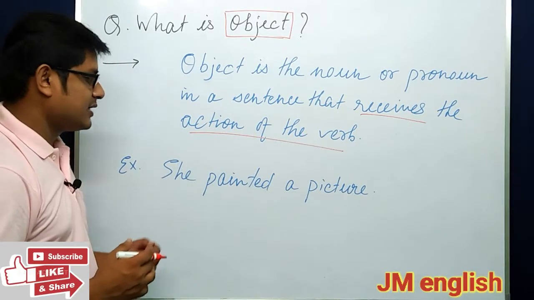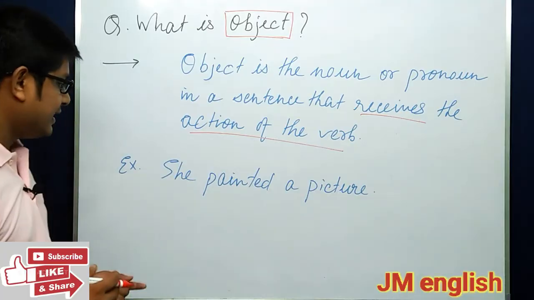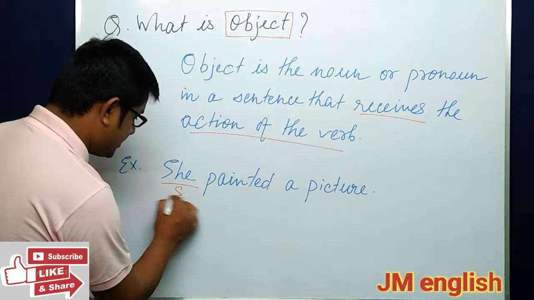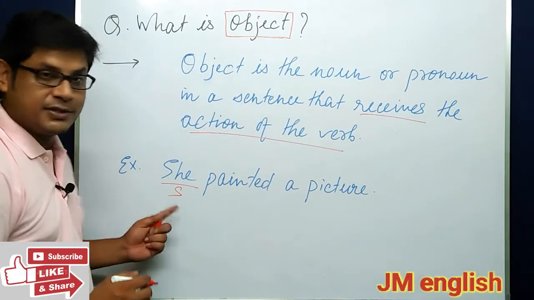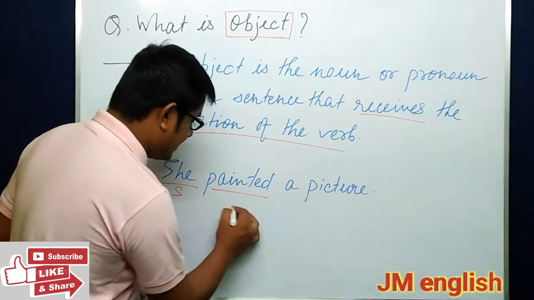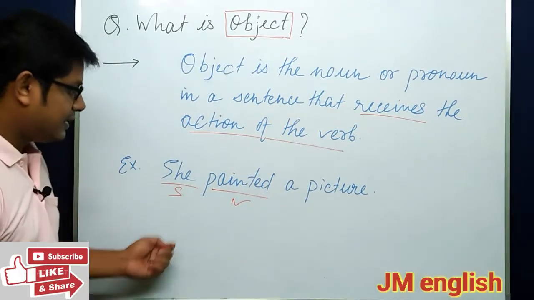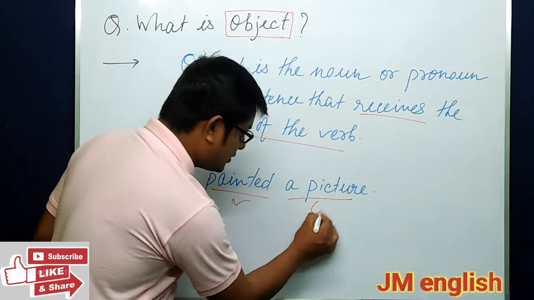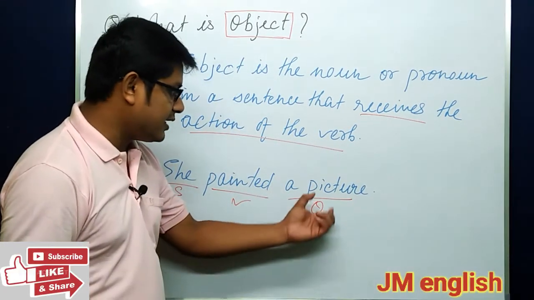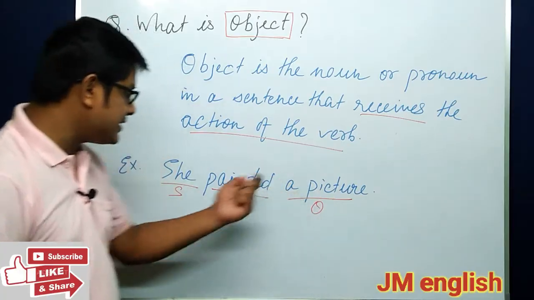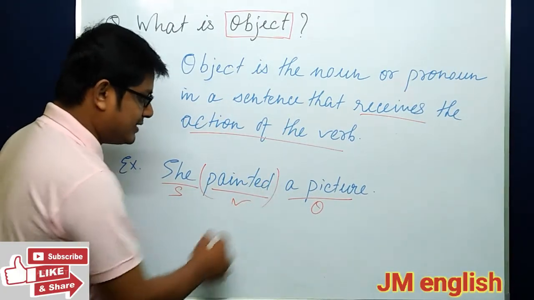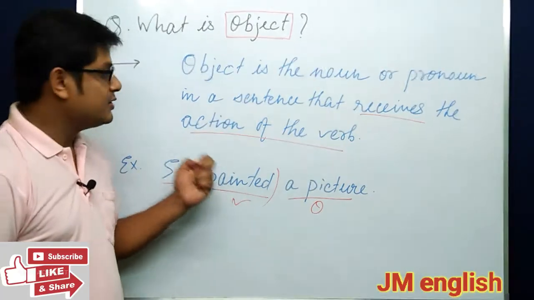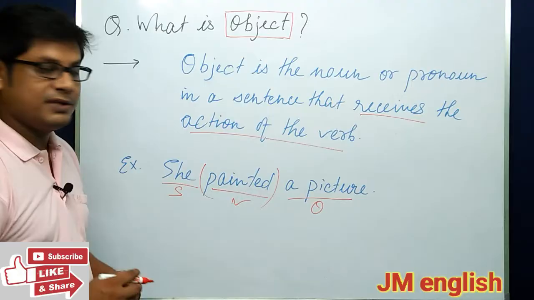That's called an object. And as an example, you have this sentence: she painted a picture. Now, she is a subject, we know it, and it is a subjective pronoun. Now, painted is a verb, and it is past indefinite tense. And this one, a picture, it is called object, because this part, a picture, this is a noun, and it receives the action of the verb painted. Okay, so this is all about the definition of the object. So it receives the action of the verb.